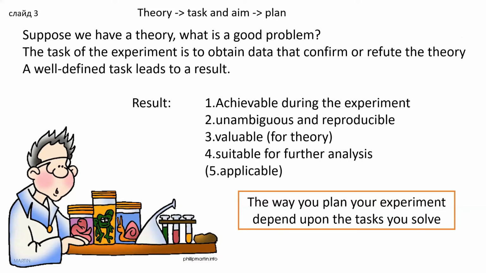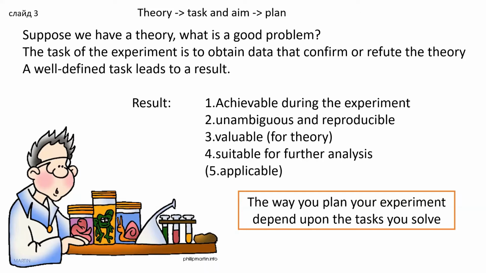Suppose we have a theory and we have a good problem, and what can be the result of the experiment? Well-defined tasks lead to the results, but what results are good? The results are good when they are achieved during the run of the experiments, and they are reproducible, and they are valuable for a theory because they have to answer your question, and they are suitable for further analysis. So there should be something more than that result running, and there should be an application, because otherwise you don't have funding in most cases.